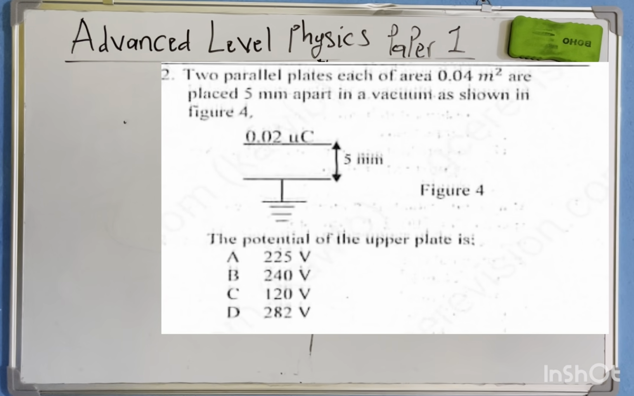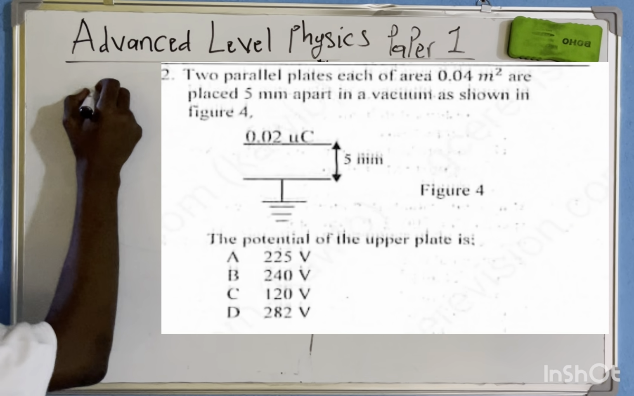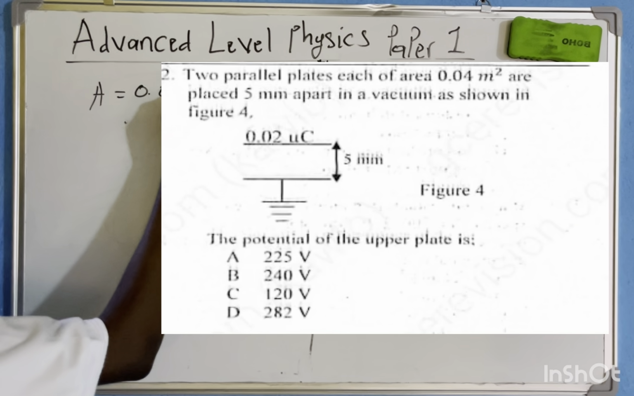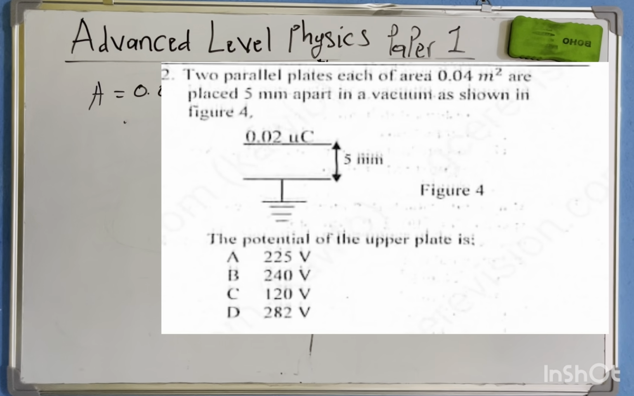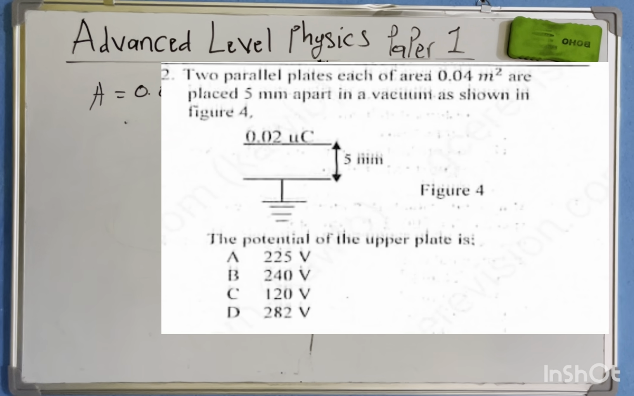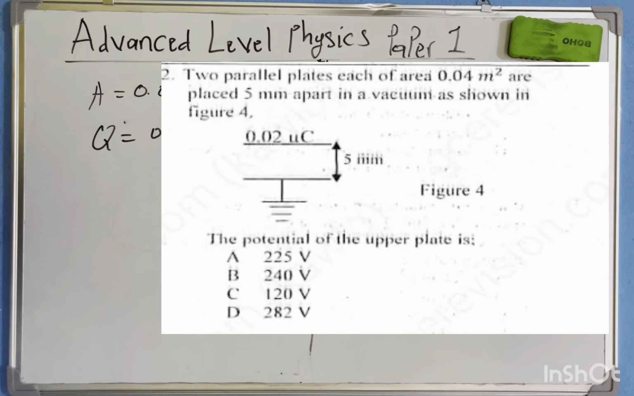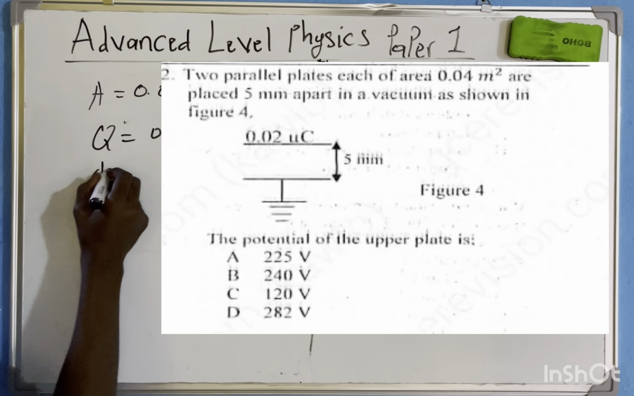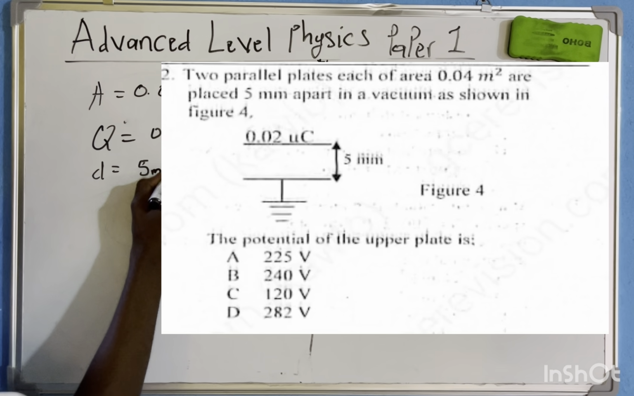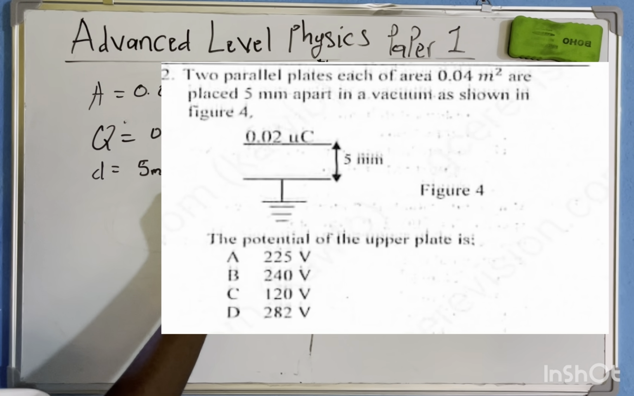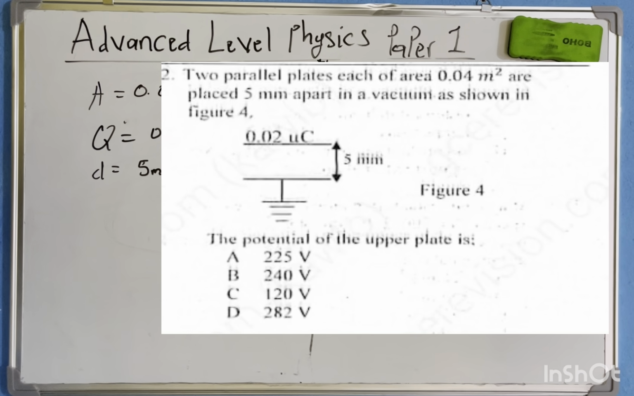The next question is: two parallel plates each of area 0.04 meter squared are placed 5 millimeters apart in a vacuum as shown in figure 4. We are looking for the potential of the upper plate. We have two plates, and we have the charge, which is 0.02 microcoulombs, and the distance separating the plates, which is 5 millimeters. We are asking for the potential of the upper plate, because the lower plate is already at zero potential.